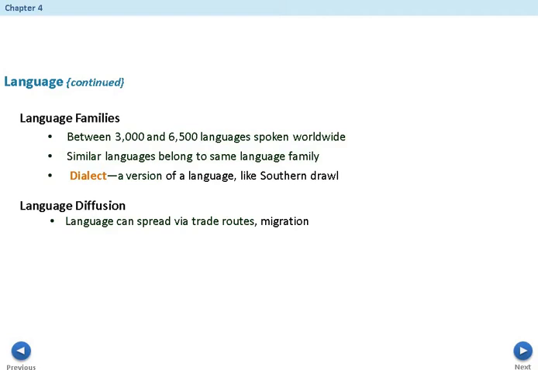We also have language diffusion. Language can spread via trade routes and migration. We're going to talk about things like the Silk Road. We're going to talk about different areas around the world that language can go ahead and it can spread. And what we find is that usually it has to do with money. So when these trade routes are happening and migration occurs for people looking for jobs, what we see is that language kind of connects everybody, and people start learning other people's language so that they can go ahead and they can trade with them.